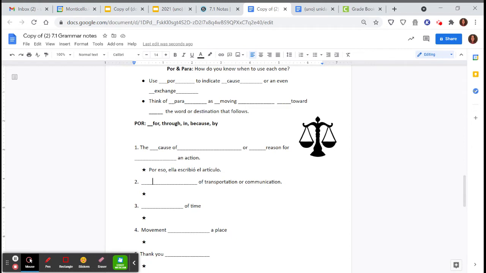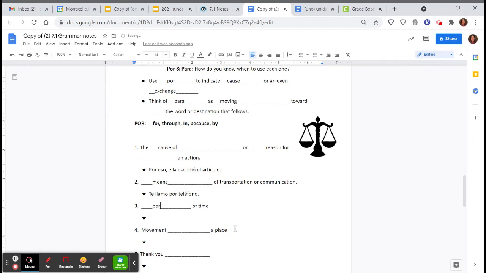Number two would be means of transportation or communication. So an example here would be te llamo por teléfono. So I call you on the phone. If you're talking about means of communication, like calling somebody on the phone, or transportation, like I go by car or by bus somewhere, then we would use por in our sentence.